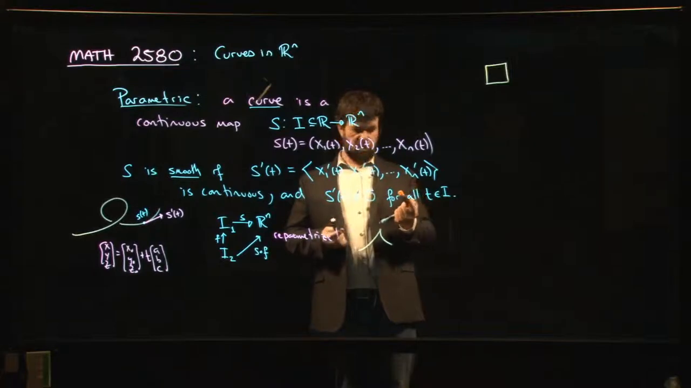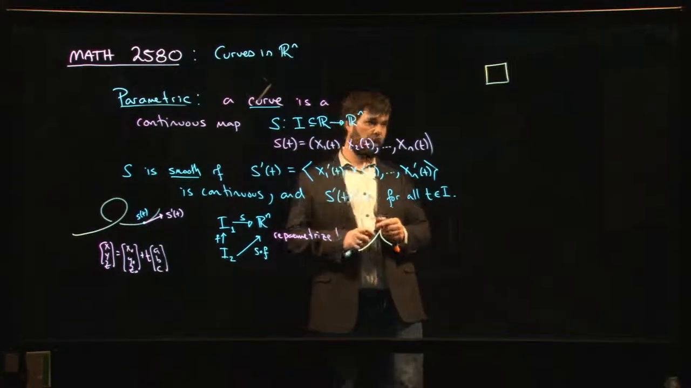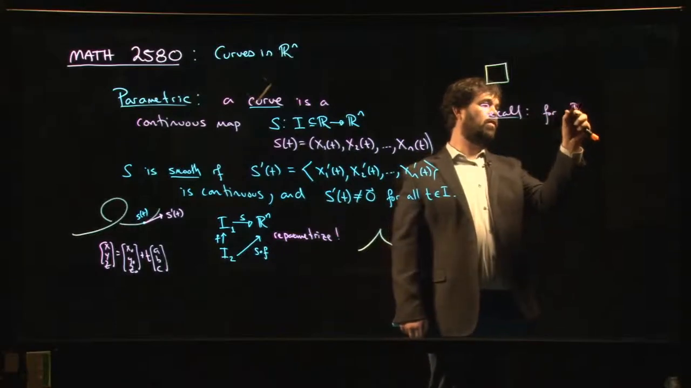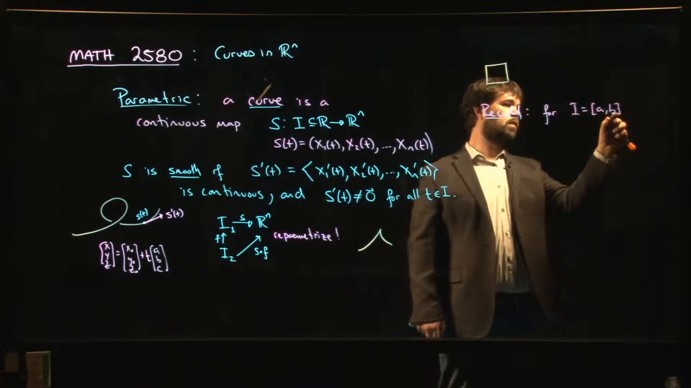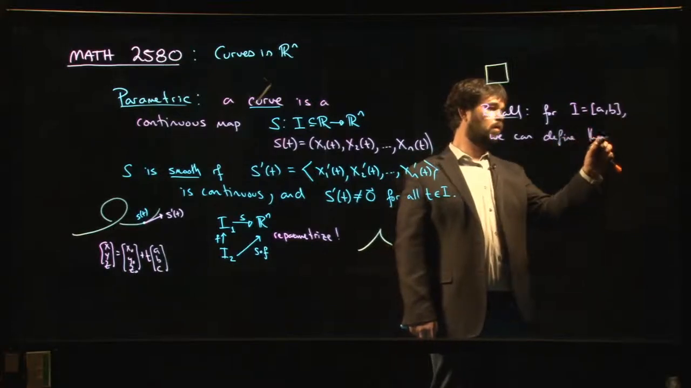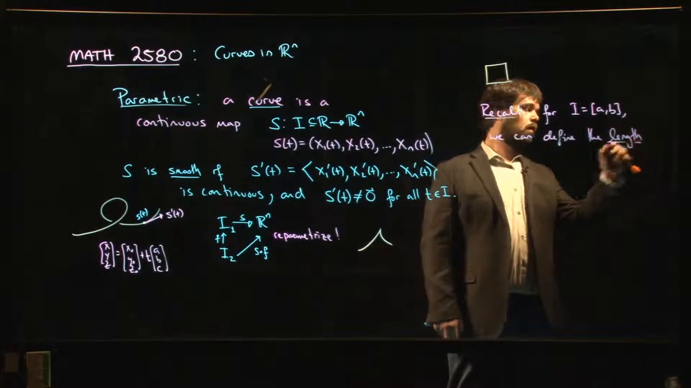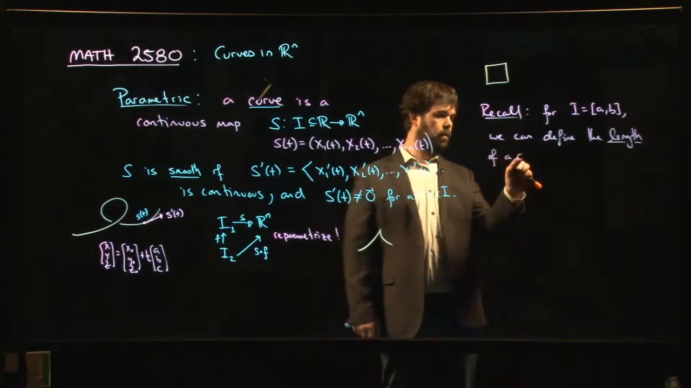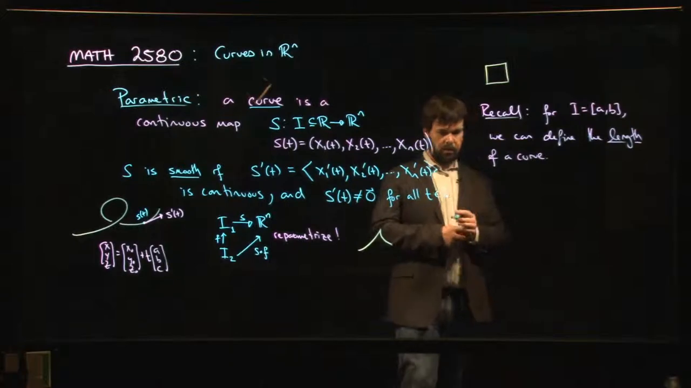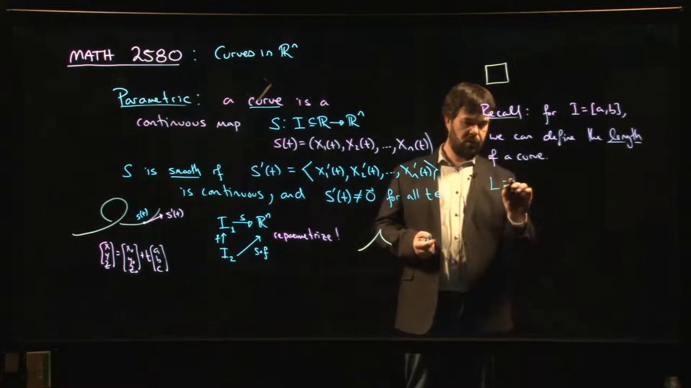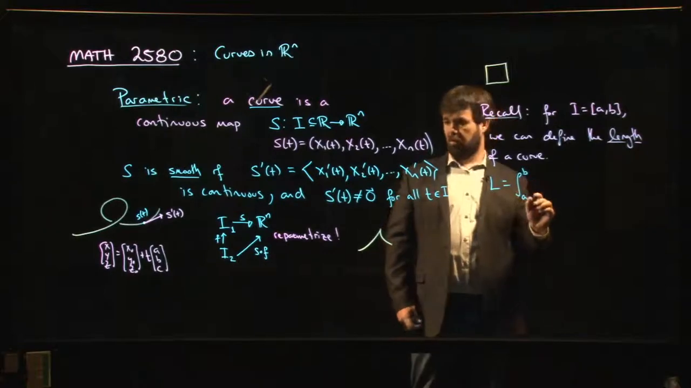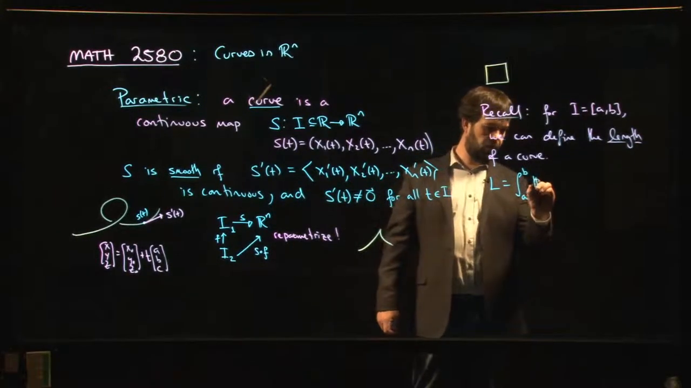Now, one of the things that you might remember, and I just want to remind you of this because it's going to come up, is that if your interval is a closed interval, we can define the length of a curve, right? And you might remember that the formula for the length of the curve is actually quite simple. The length of the curve, given a parametrization for our curve, is the integral from A to B of, well, what you do is you integrate the length. You integrate the magnitude, right?